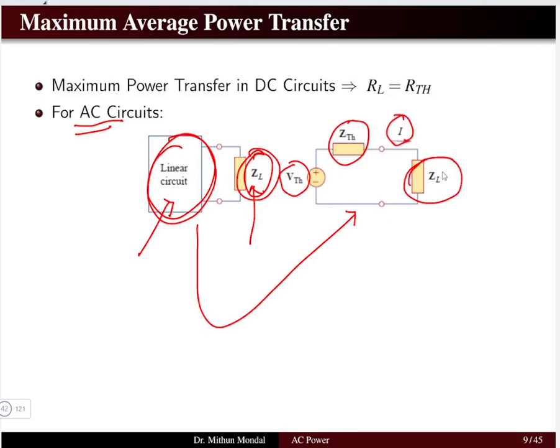Now here you see we have a load impedance and a Thevenin impedance. We do not have R Thevenin or RL. Instead, R Thevenin has become Z Thevenin and RL has become ZL. That is the load impedance and the Thevenin impedance.